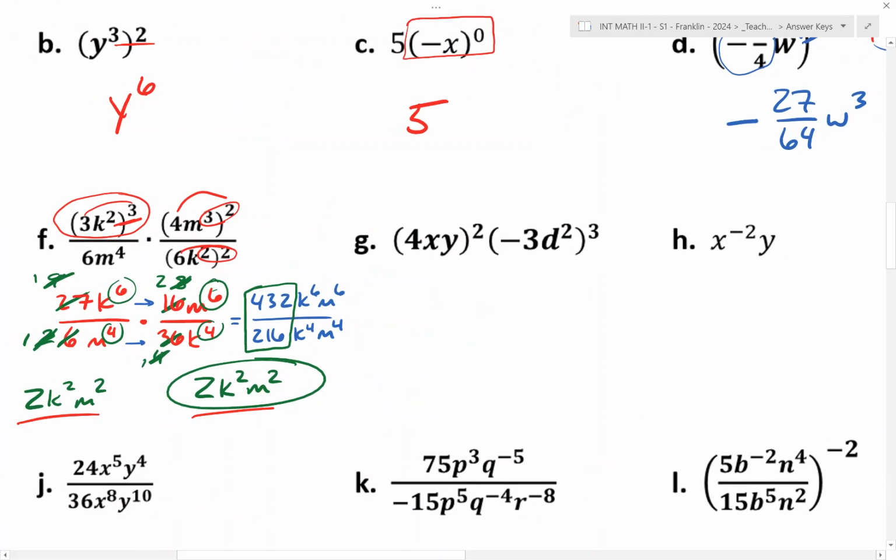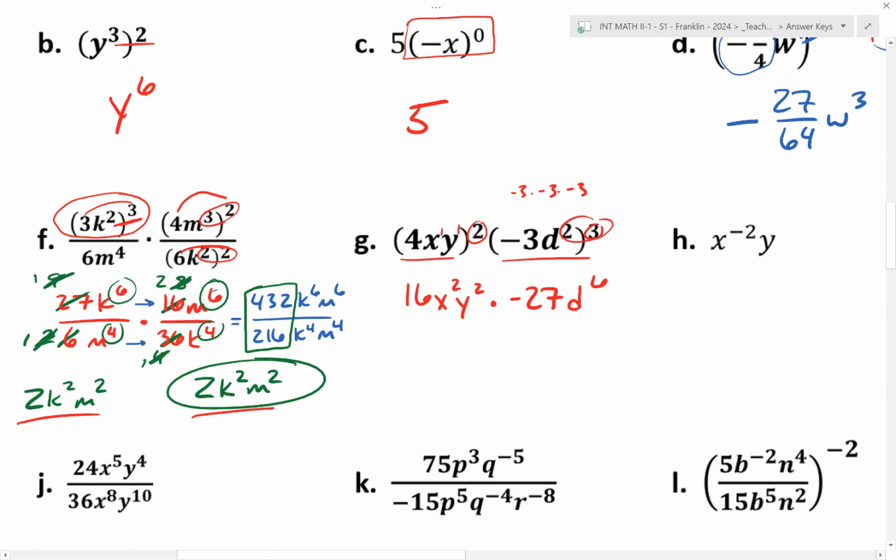Okay, example G, back to just multiplying. However, we do have exponents. This first parentheses has a 2, and this one has a 3. So we need to do that first. 4 to the second power is 16, and then multiply the exponent, so x squared y squared, times, now negative 3 to the third power, that's negative 3 times negative 3 times negative 3. That's negative 27. Multiply the exponents, d to the 6th.